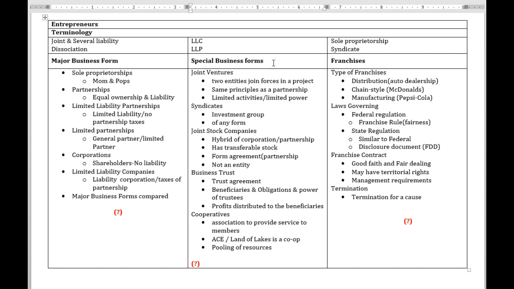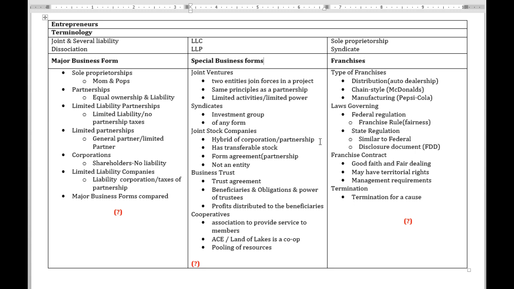And here we are at special business forms, and my goodness, we have a lot of those also. We have joint ventures, syndicates, joint stock companies, business trust companies, and cooperatives. A joint venture, two entities join forces in a project. It may not be a permanent joining. They may only be together for that project. Same principles as a partnership. There's limited activities and limited power on both sides, but it's a joint venture that they're moving forth.